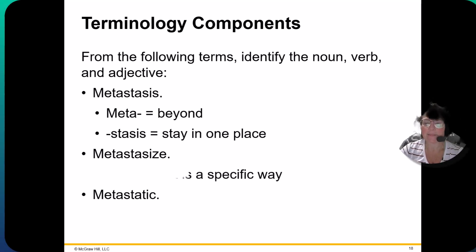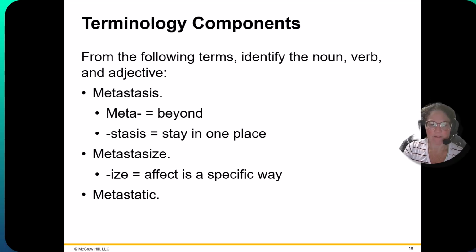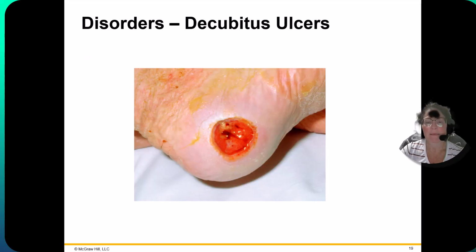Metastasize. Ize means to affect in a specific way. Again, it just means that it's going to affect in a different way someplace else. And then metastatic. Stat means to stand still. And this means that it's not standing still. It's going someplace else in the body.